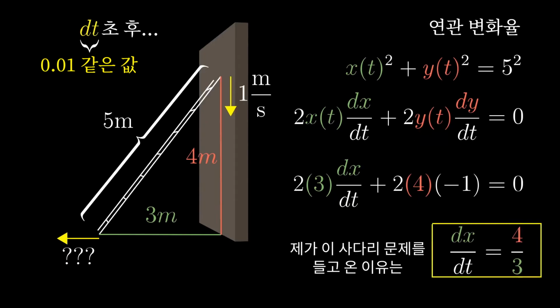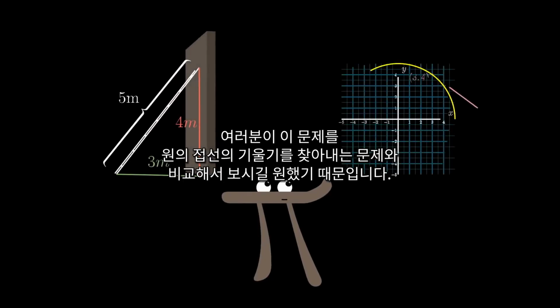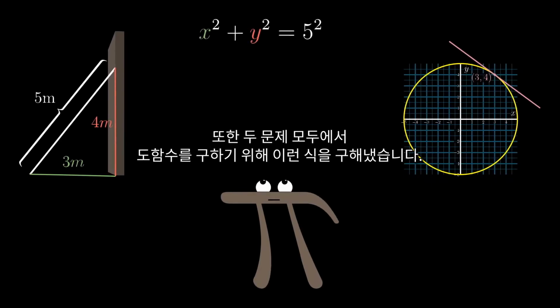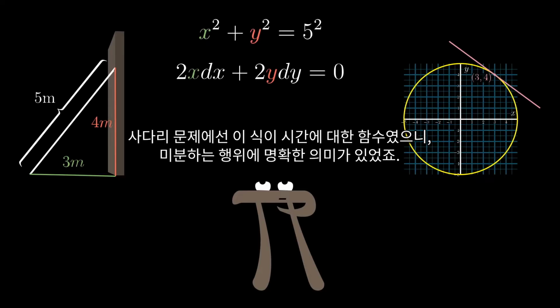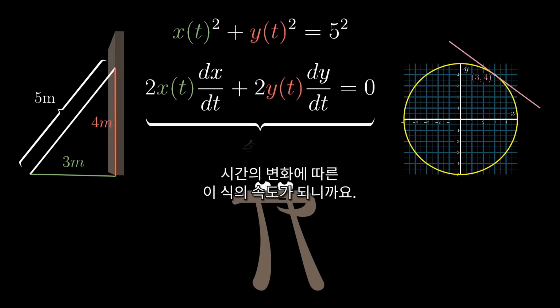The reason I bring up this latter problem is that I want you to compare it to the problem of finding the slope of a tangent line to the circle. In both cases, we had the equation x squared plus y squared equals 5 squared, and in both cases, we ended up taking the derivative of each side of this expression. But for the latter question, these expressions were functions of time, so taking the derivative has a clear meaning. It's the rate at which the expression changes as time changes.